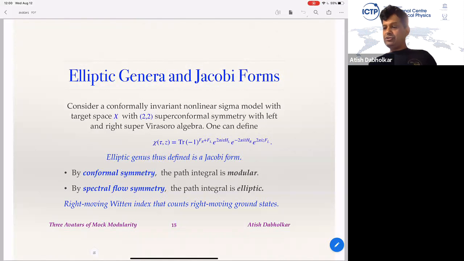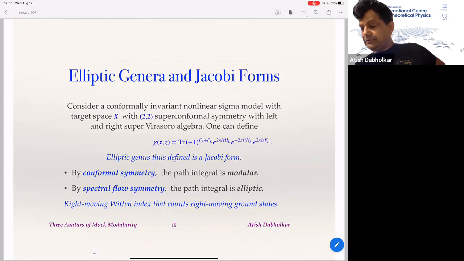And as you know, the (2,2) superconformal algebra has a U(1) R symmetry on the left and a U(1) R symmetry on the right. And F right and F left are the U(1) charges of these two R symmetries. And since this R symmetry acts on fermions, the trace of (-1) to the F right plus F left is like a Witten index.